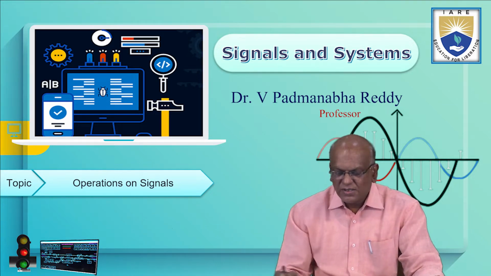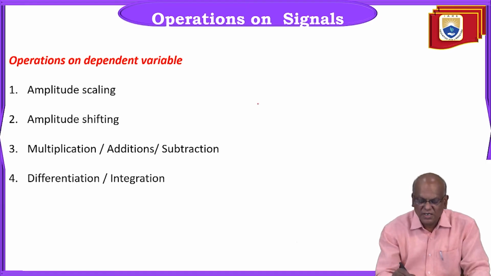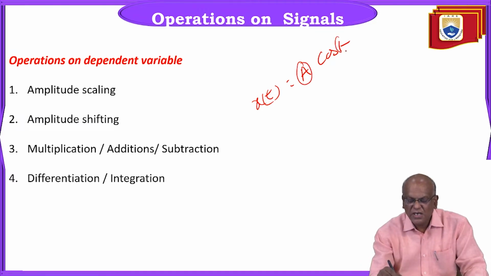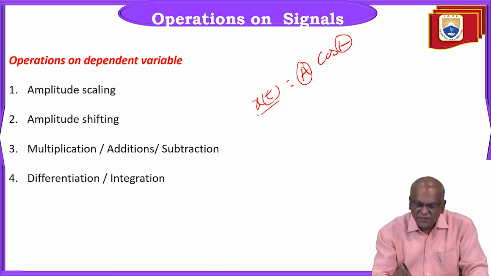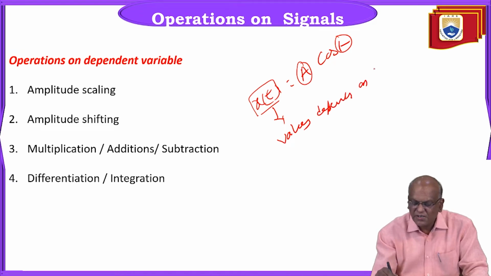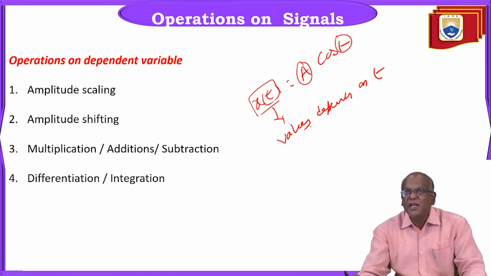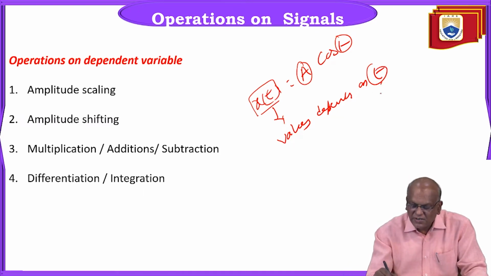Let us consider some signals, like x of t equal to A cos t, where A is the amplitude of the signal and t is time. The values of x of t depend on t values. So x of t is called the dependent variable, whereas t is called the independent variable.